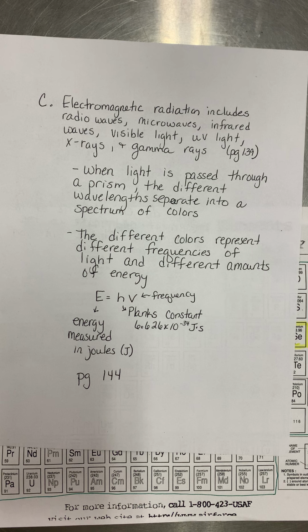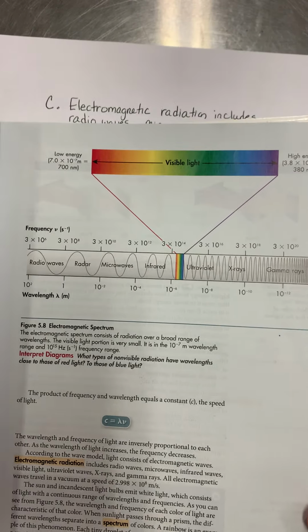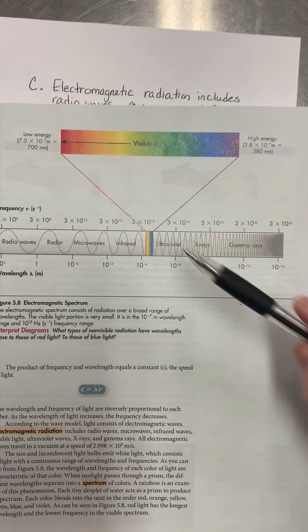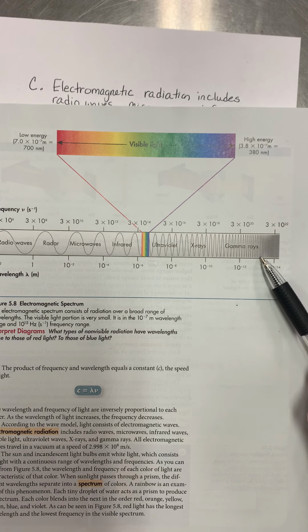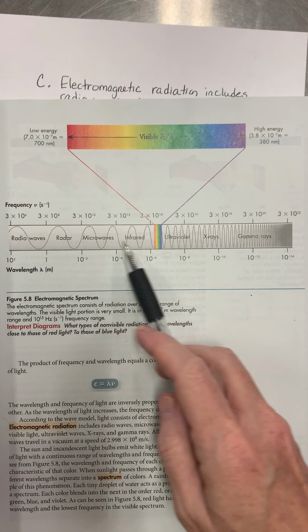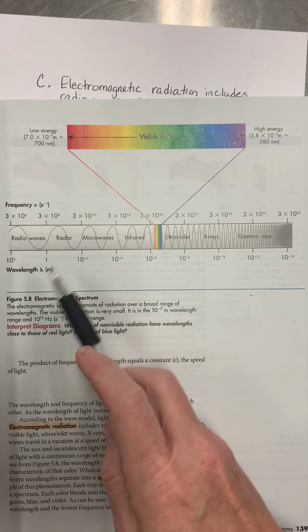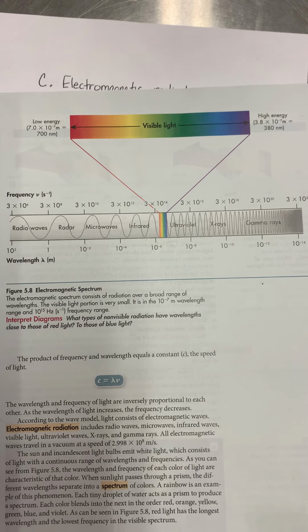If you look on page 139 in your textbook, you will see that electromagnetic spectrum. So that's just this part right here. Right, this whole thing would be the electromagnetic spectrum. So electromagnetic radiation would include any form of electromagnetic radiation on this spectrum. So we see anything from radio waves to gamma rays.